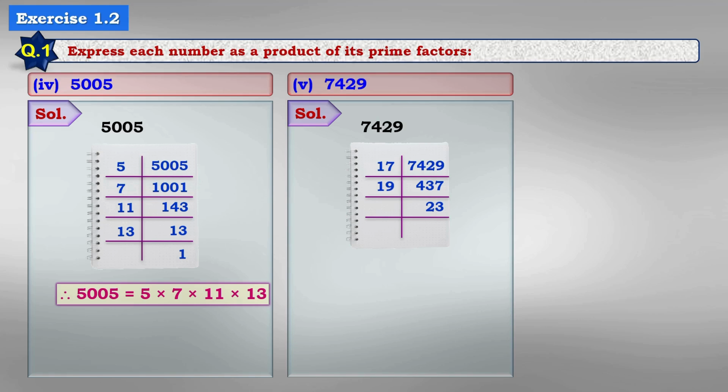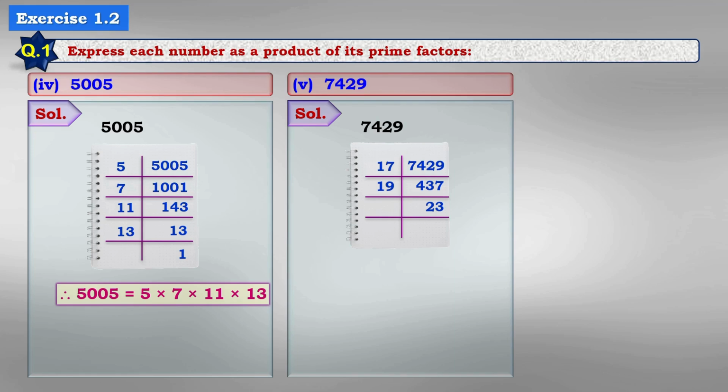Now after that we have 13, and then we have 17, right? So how do you check that? If you take a look at 7429, at the end we have 9. Till 11 we can check with the divisibility rule. After that you should try with 13. Since 13 is not going, then we should check with the next prime number, that is 17.